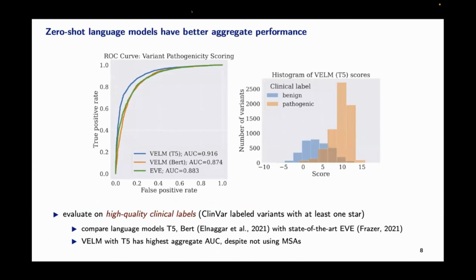And you're seeing the aggregate AUC. We have some high quality clinical labels, and the details are in the paper. These are from ClinVar, and the same criteria is being used here as in Eve for selecting which labels are high quality. And when we compare across all proteins, we see VELM gets an AUC, area under the curve, of 0.91, and Eve is 0.88. So VELM is performing better, and we can look at those scores for T5, the histogram, and see that you're getting good separation, or as I said, the scores are higher for things that are pathogenic, here being shown in orange.